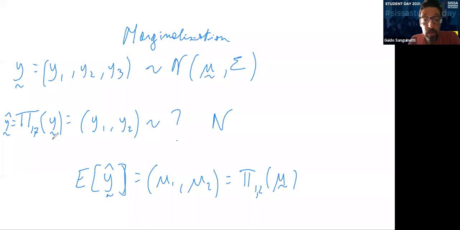Yeah? What about the variance covariance? So we know that this is pi 1, 2 applied to the mu vector. What about the variance covariance matrix? Okay, so what is going to be the variance of y hat?